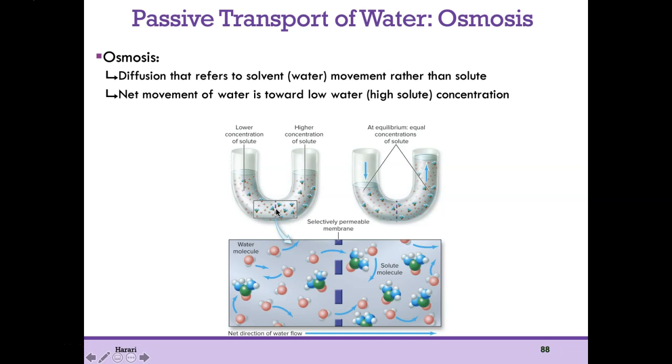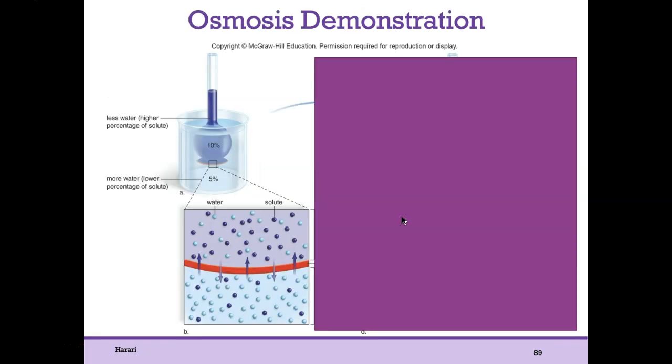But water can. So water is going to move from where it is more concentrated, which is over here, to where it's less concentrated, over here. So that water volume will increase on the right. So now there's going to be an equal solute concentration on both sides of the membrane. That might be a little tricky, so I'd recommend pausing and making sure you understand osmosis.